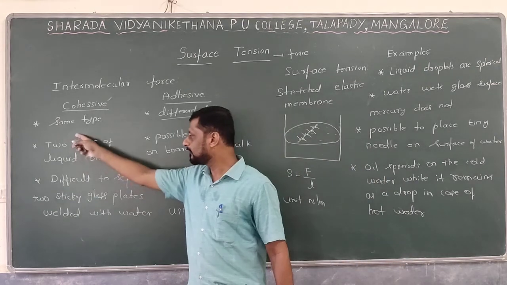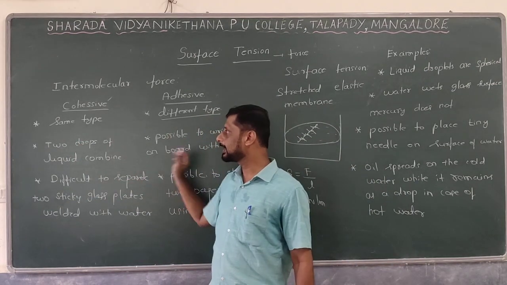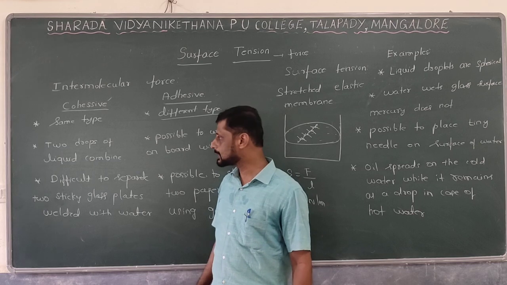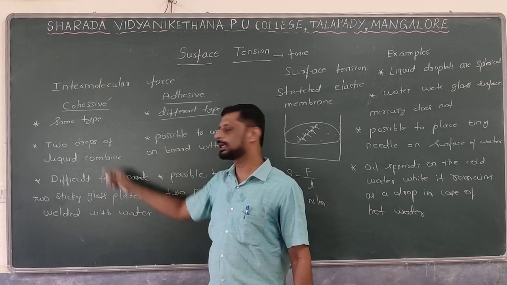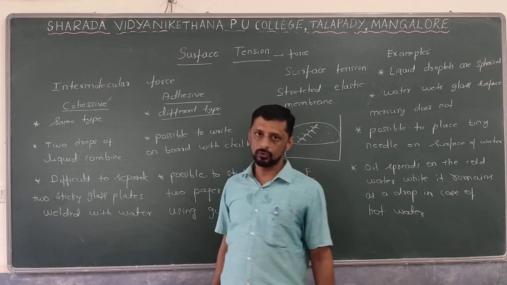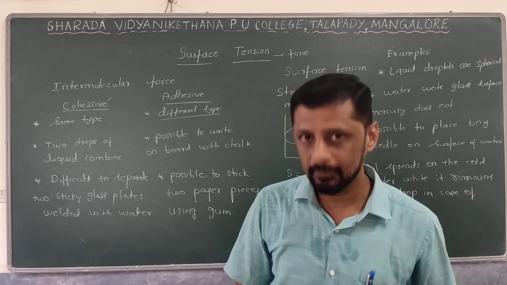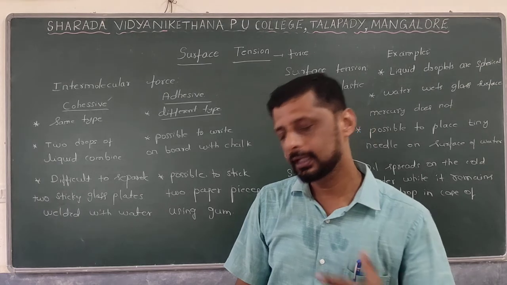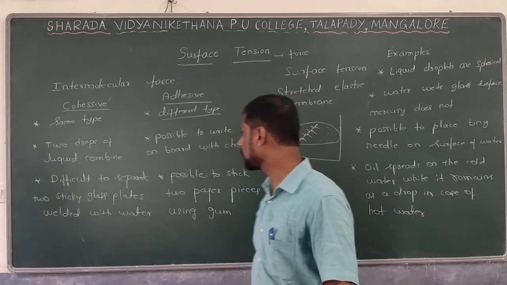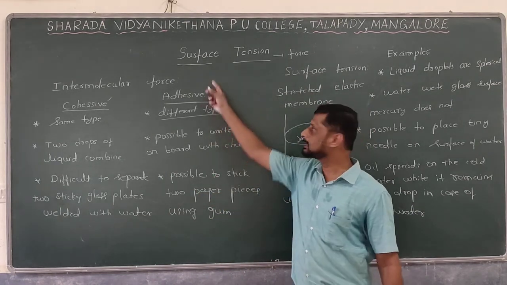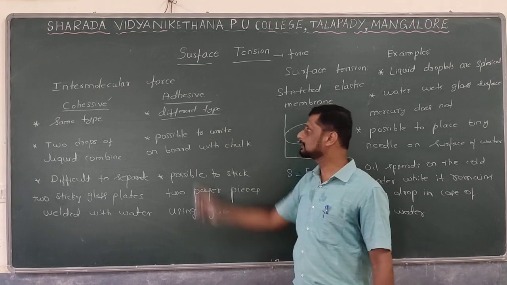So here are a few examples in order to understand the nature of these two types of forces. The two drops of liquid can combine because of what? Cohesive force. Two liquid molecules, two water molecules can combine into a bigger drop. That is possible because of what? Cohesive force. It is possible to write on this blackboard by using the chalk. That is because of what?